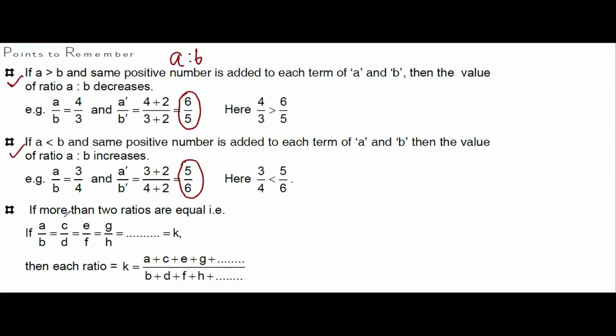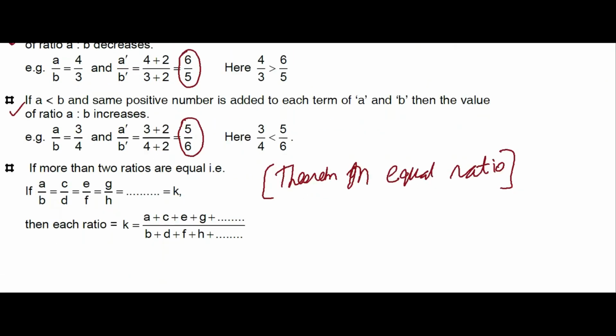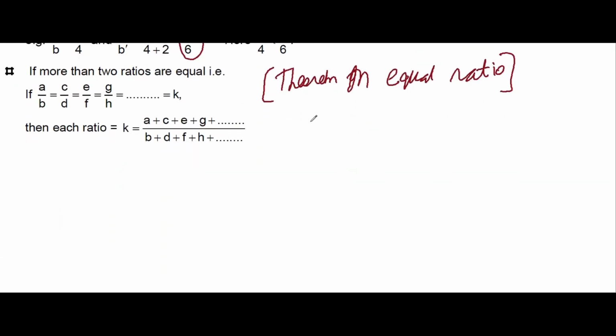Okay, and if more than two ratios are equal, for example, A by B is equal to C by D is equal to E by F is equal to G by H is equal to K, then the value of K will be addition of all numerators divided by addition of all denominators. The other name for this is theorem on equal ratio. It is very, very important, always asked in 10th ICSE board exam.